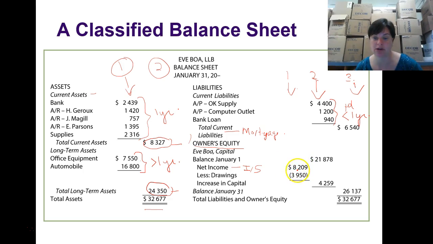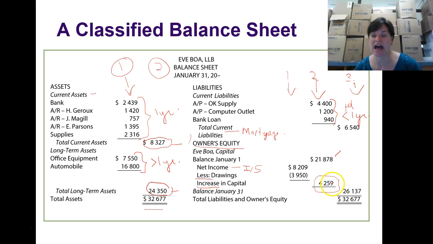So we're going to put that in the first column. And then we're going to say less drawings, because we're going to subtract drawings from this. And we're going to put it in brackets because we're going to show that we're subtracting these two numbers. So we take 8,209 and subtract 3,950 to get our increase in capital. If this number is positive, then it's an increase in capital. And so this is the change in capital, $4,259, because we made $8,000 and the owner took out $3,900. Therefore, the increase in capital, or the amount that's staying in the business, is $4,259.